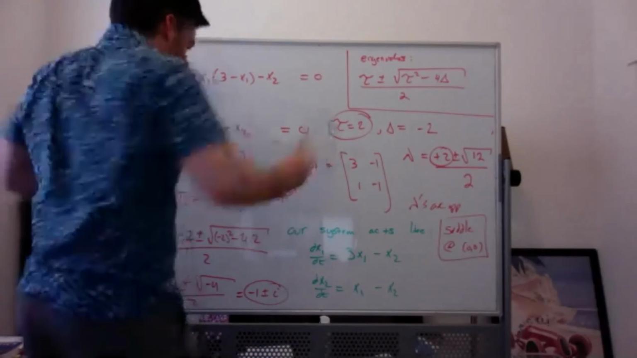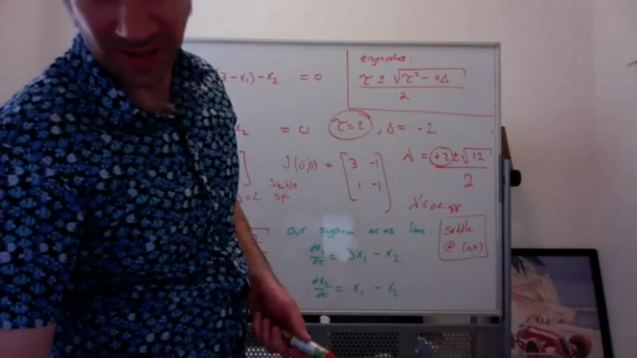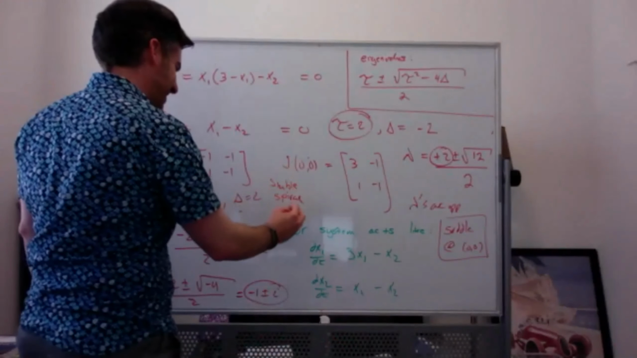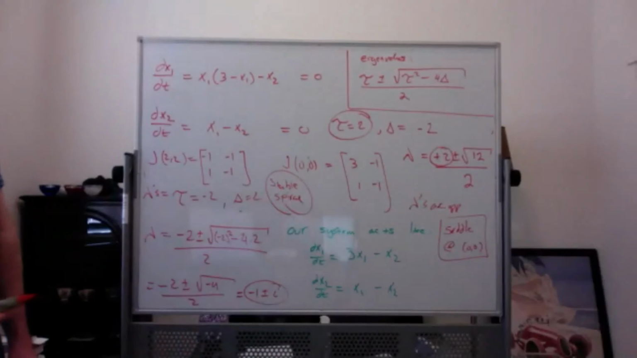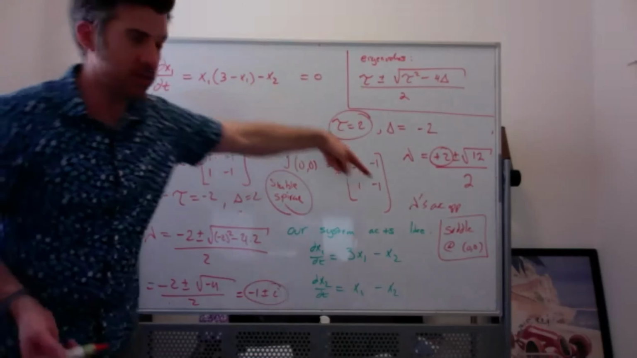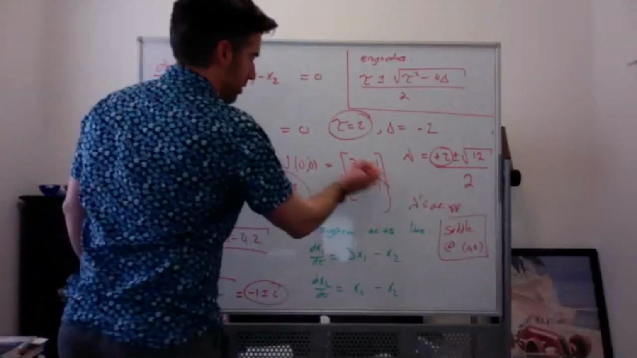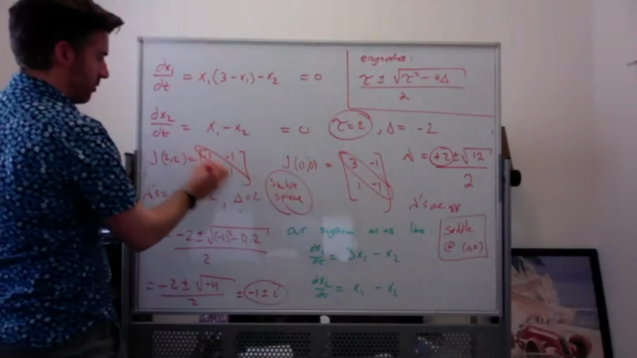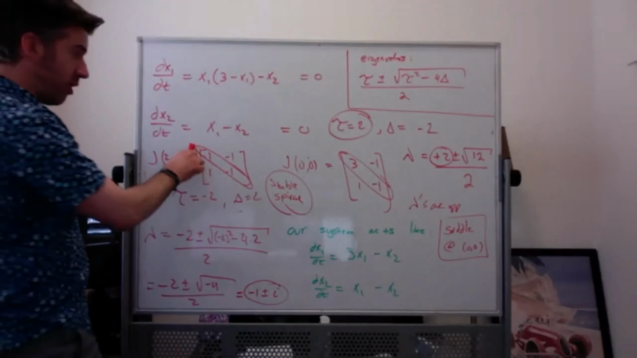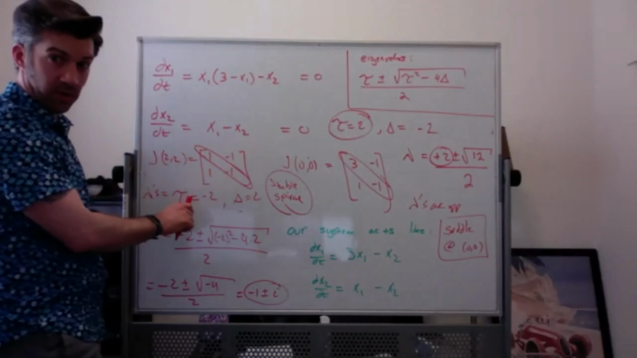And so, quick question. For the delta and tau, how are you getting those again? So tau is just the trace, which is the sum of the diagonal elements. So tau is 3 plus negative 1 here, negative 1 plus negative 1 here. And delta is just the determinant, meaning the product of those minus the product of those.